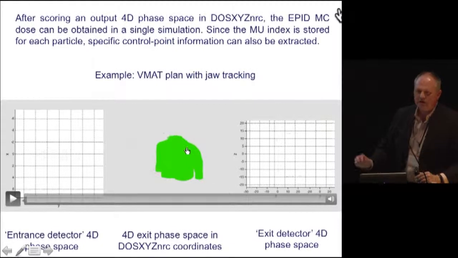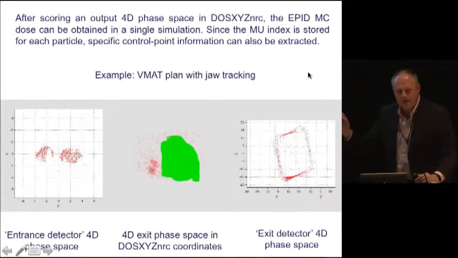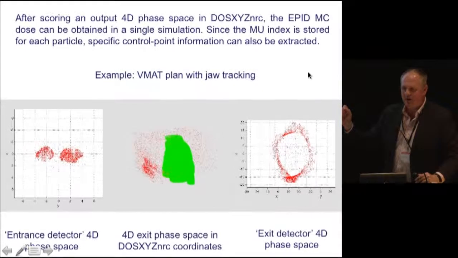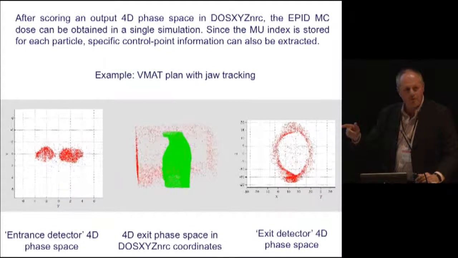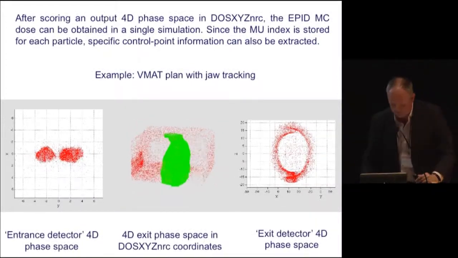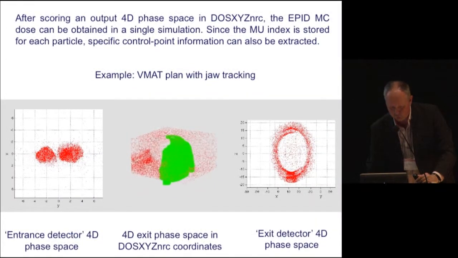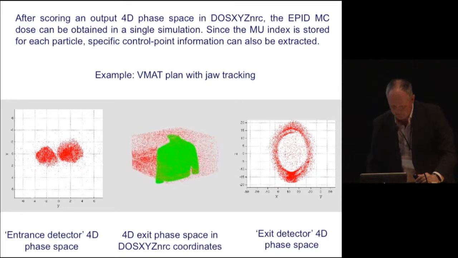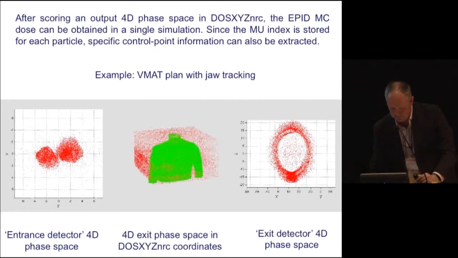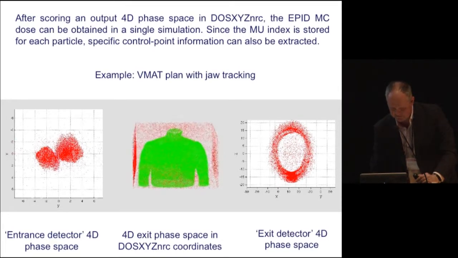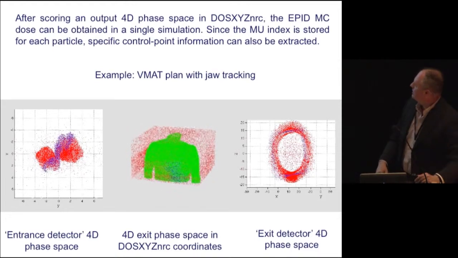And this is how it looks. Just to show you that we have control over the MU index, I have colored the particles with MU index between 0 and 0.5 in red, and the ones from 0.5 to 1 in blue. Let's see how it looks.